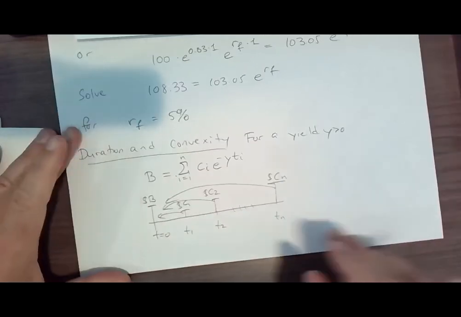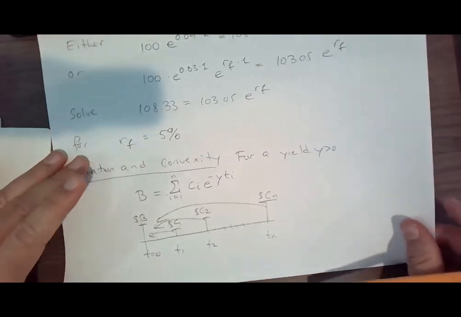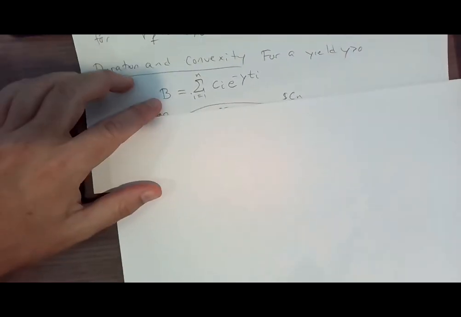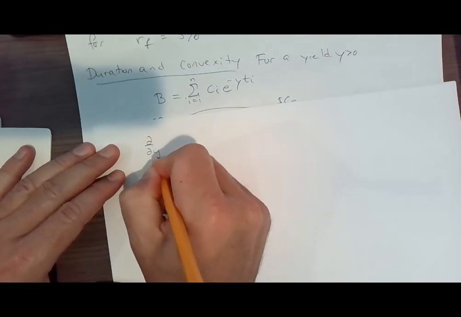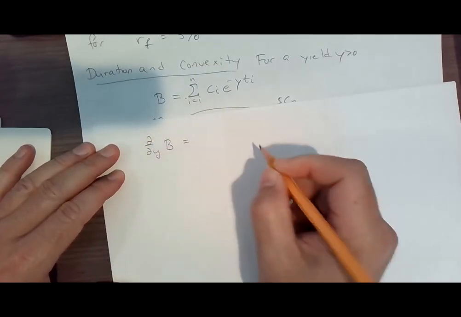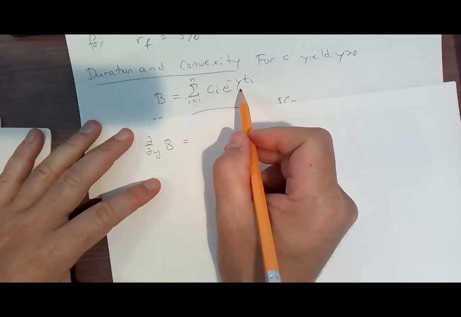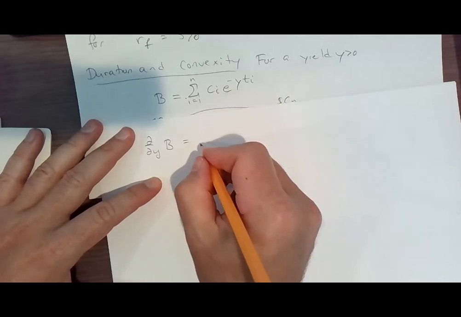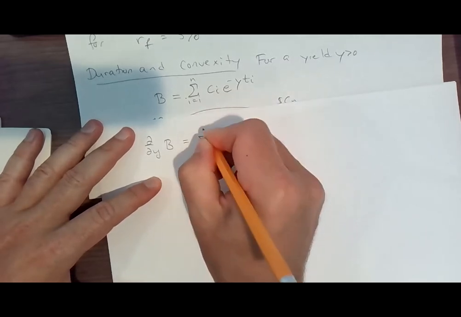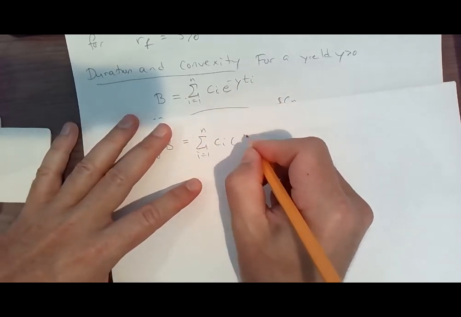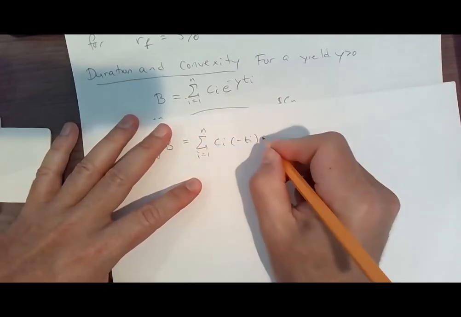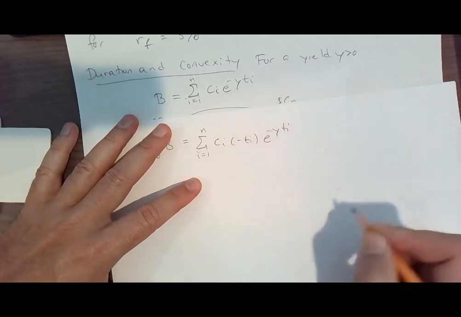So the duration, to get that one, what you do is you just take a derivative with respect to y. So when I'm taking a derivative with respect to y of B, I just take a derivative here on the right-hand side. So I'll get CI, doesn't depend upon y, there's a y here, so I'll get a minus TI down, and then e to the minus y TI.